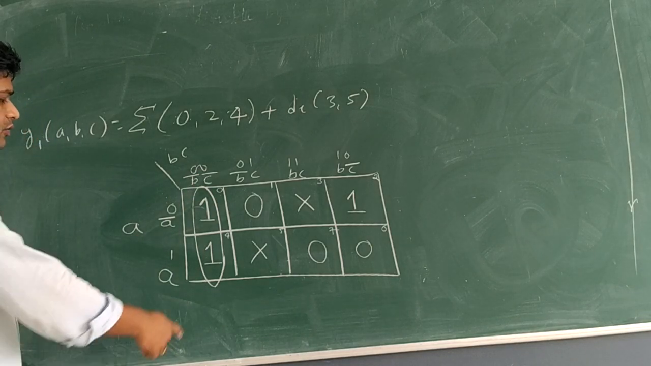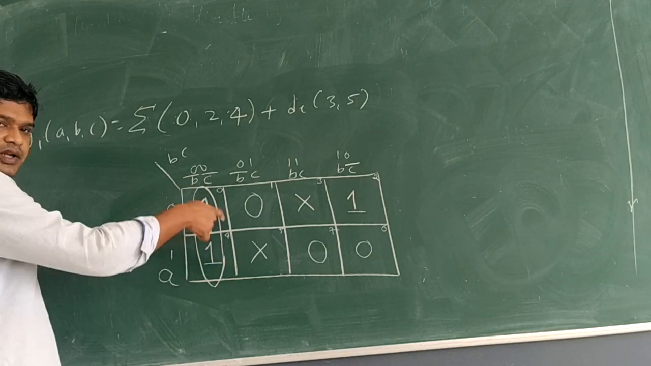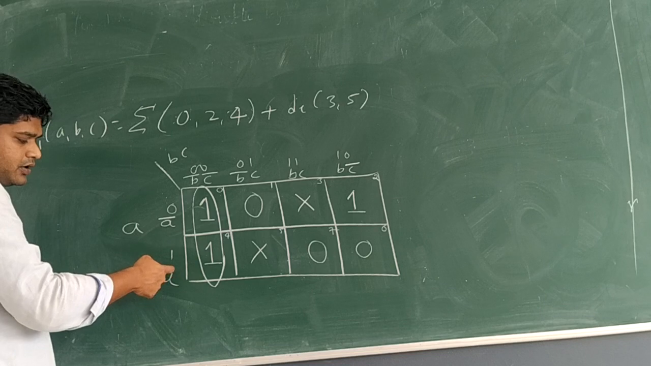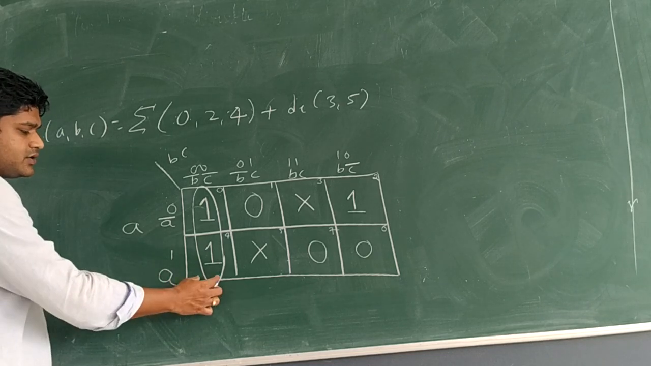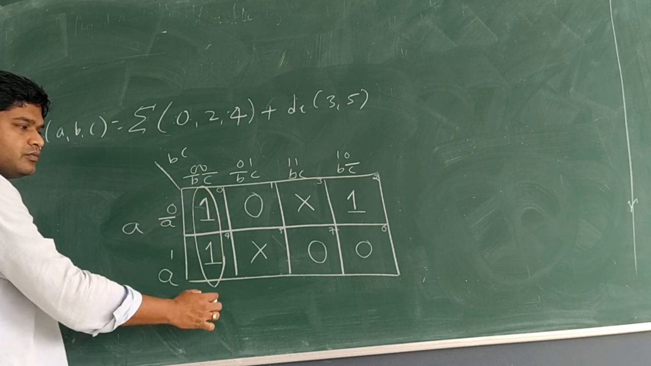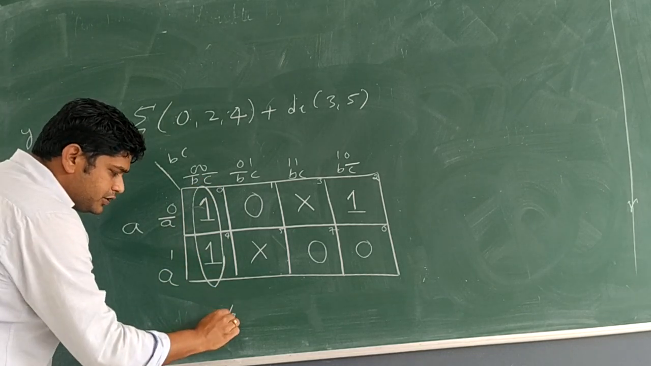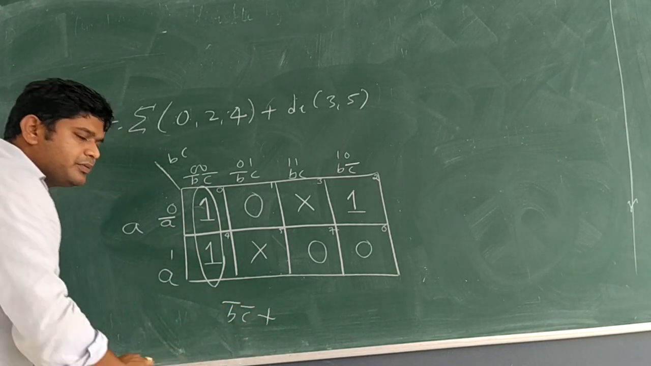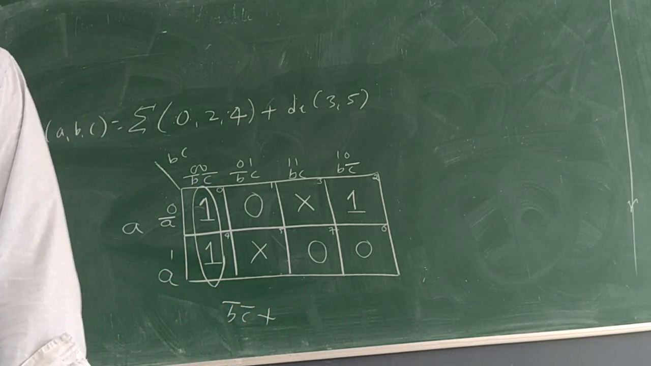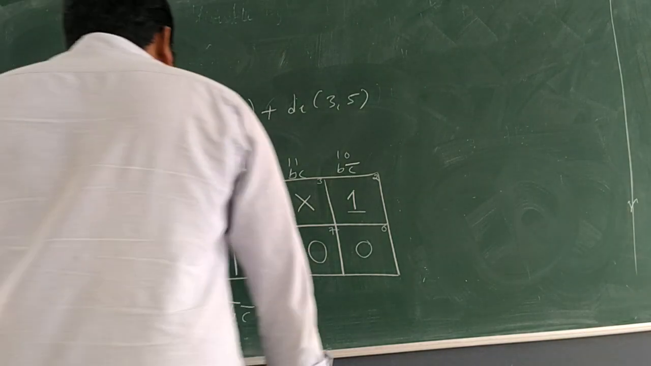Variable formats. Now, see this cover. Vertical, A bar and A cancel the effect, so we are left with a single column. Single column means B complement, C complement. One term done. Okay. What is one more term?